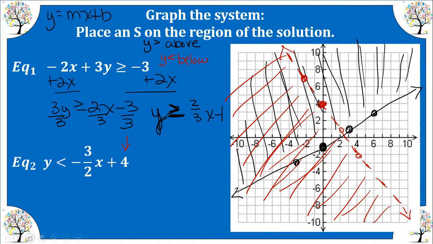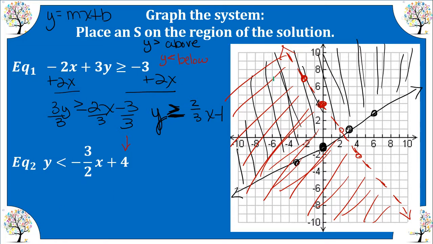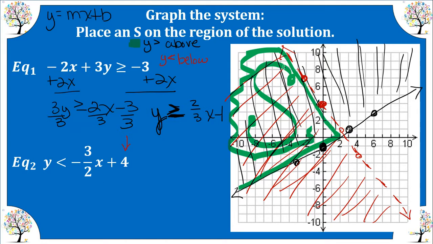Now, the region in which it overlaps, we'll do green. The region where we have the overlapping of the red and the black, this area is your solution. So I'm going to put an S for solution. That's what the instructions say. So all of these ordered pairs, including the ones on this line up to the dotted line, but not included on the dotted line, over all of this area, would make both inequality 1 and inequality 2 true.